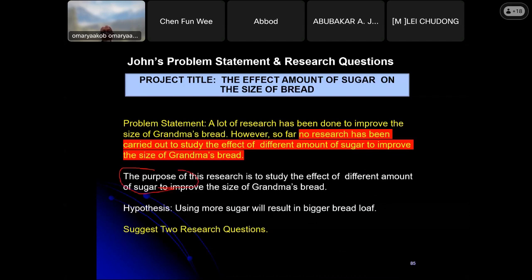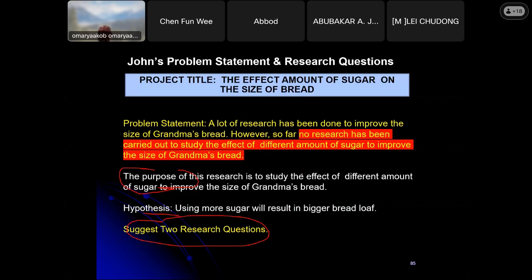Okay. So the problem statement is, so far no research has been carried out to study the effect of different amounts of sugar to improve the size of grandma's bread. So the purpose of the research is to study the effect of different amounts of sugar to improve the size of grandma's bread. So you see the purpose is very much related to the problem statement. It's just rewriting. You take the same words and it becomes the purpose. Okay. Hypothesis: using more sugar will result in a bigger bread loaf. Because he's using the independent variable relationship, then we have a hypothesis. Otherwise, it's not necessary. Now, what are his 2 research questions?